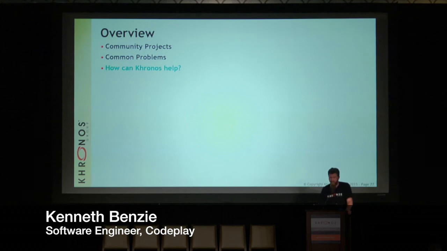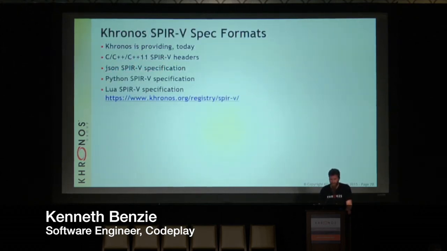So, how can Khronos help? Well, as of last week, with the release of the SPIR-V update and provisional update, you can get C, C++, C++11 SPIR-V headers, a JSON SPIR-V specification, and similar things for Python and Lua.